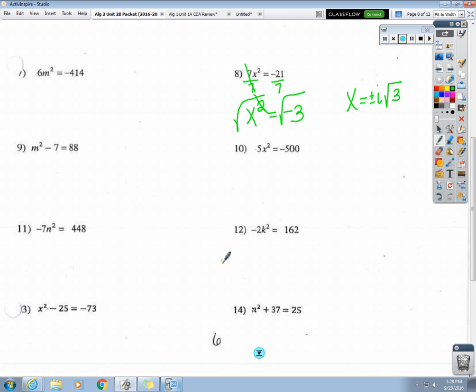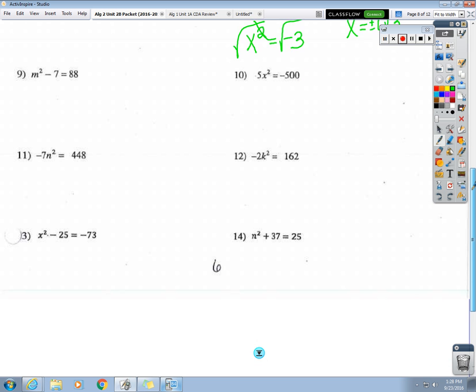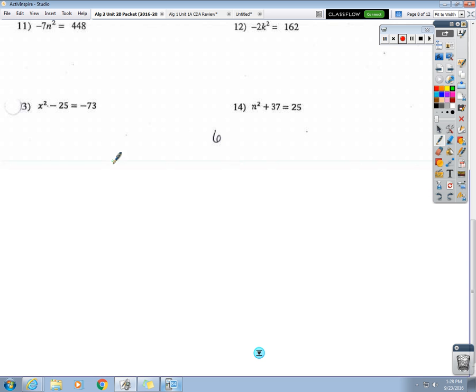Alright, number 13. What do I do first? Okay, that gives me x squared equals what? Negative 48. Okay, now what do I do? Right? So x equals, can that be simplified?